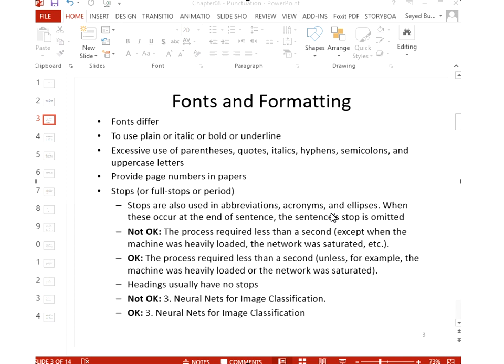These are used to stop things. Stops are used for abbreviations. They are also used for acronyms. You can also use them as an ellipsis, which is three dots. And they also occur at the end of a sentence.